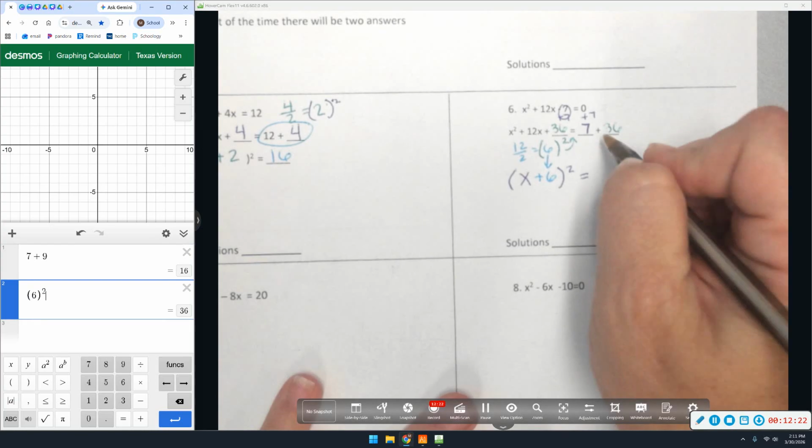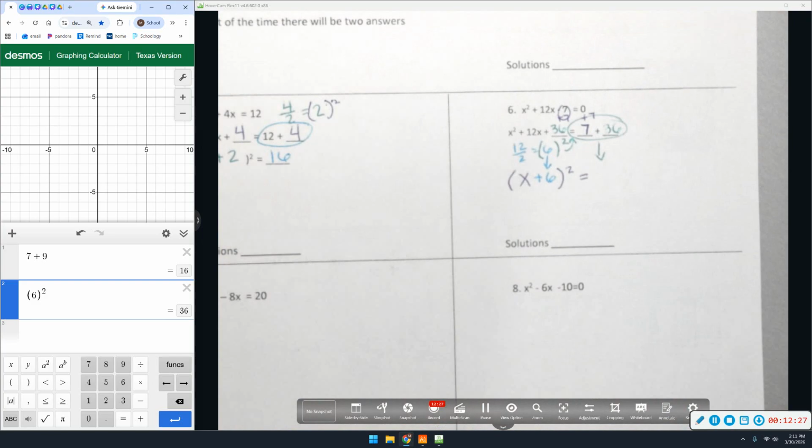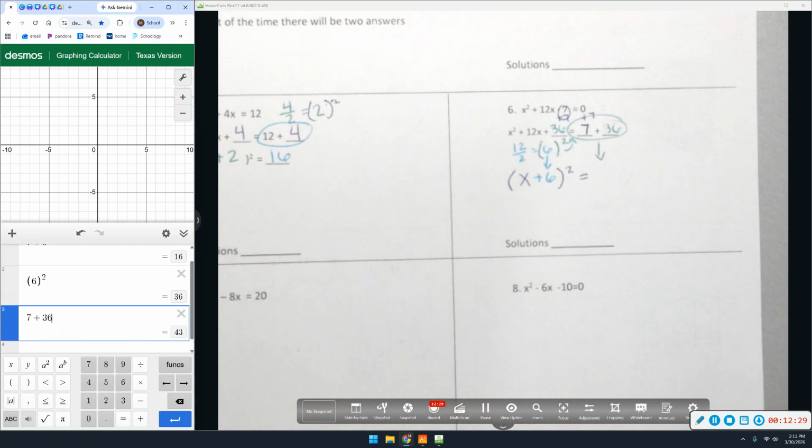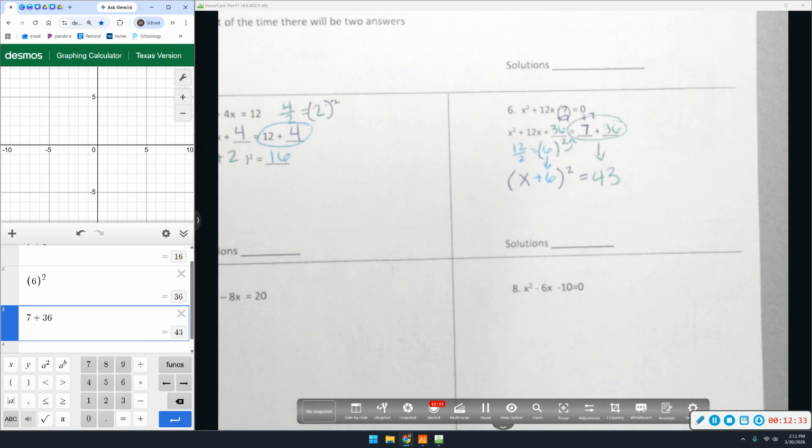Okay, so then we add it. What's 7 plus 36? And if you need the calculator, please use it. It is 43. Any questions with that? Hanging on for dear life.